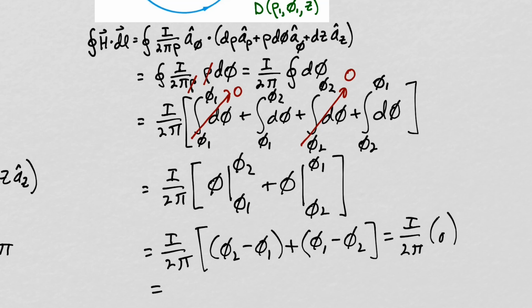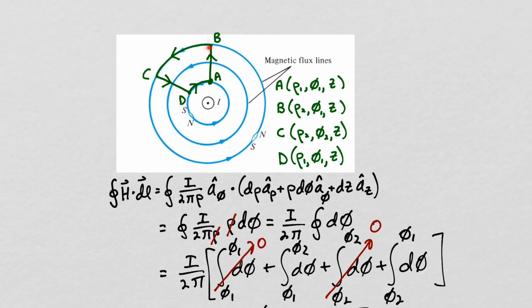So the integral of h dot dl around this path that does not enclose the wire is 0, and I think you can see that this would be true no matter what path we chose. So even if the path looks something like this, the integral of h dot dl around that path would be 0 because you only get contributions when you're moving in the phi direction, and since we go around a complete closed path, those contributions will cancel.